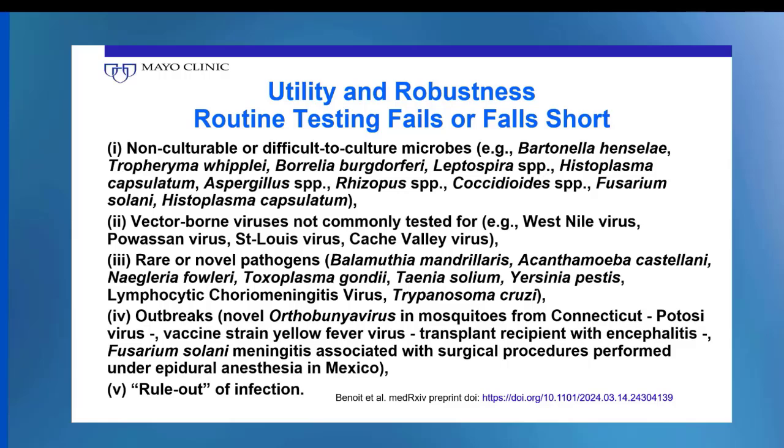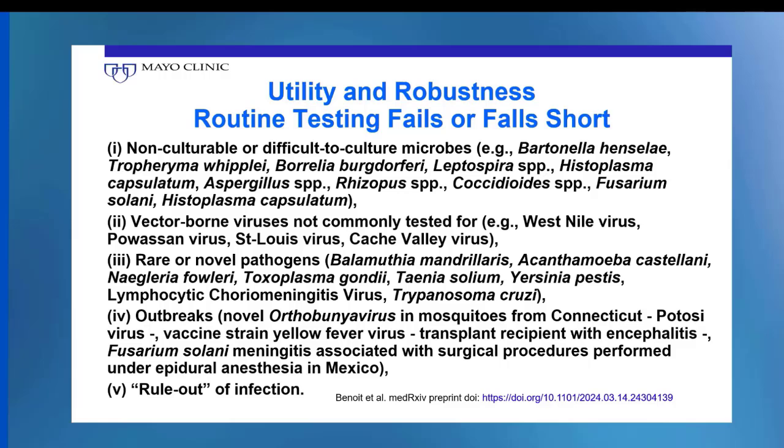West Nile virus, although we do have tests for that. Powassan virus, we also have that, but not everybody does. St. Louis virus and Cache Valley virus. The third is rare or novel pathogens, such as Balamuthia mandrillaris, Acanthamoeba castellanii, Naegleria fowleri, Toxoplasma gondii, Taenia solium, Yersinia pestis, lymphocytic choriomeningitis virus, and Trypanosoma cruzi.